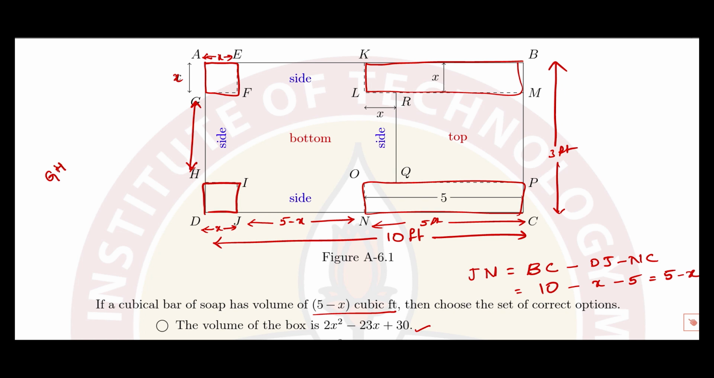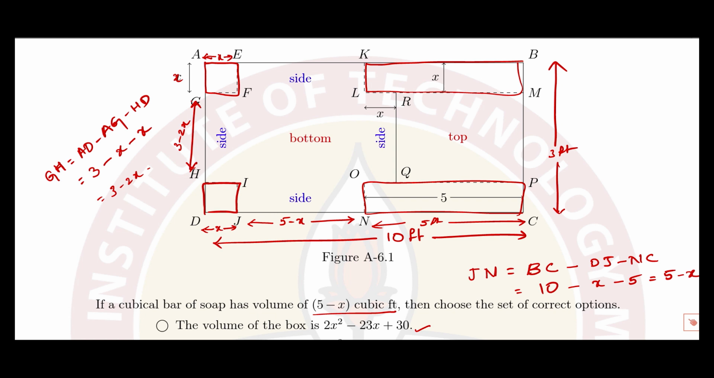And the other side, the width, will be GH. GH will be equal to AD minus AG minus HD, which will be equal to AD, we have 3 feet, minus AG is x, minus HD is also x. So we have GH equal to 3 minus 2x. This is 3 minus 2x.